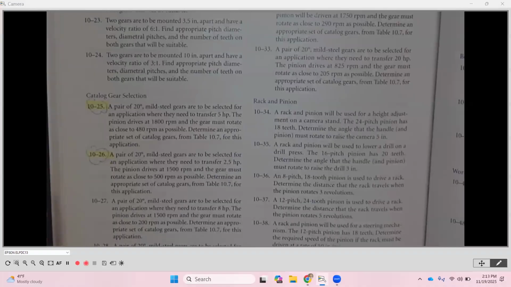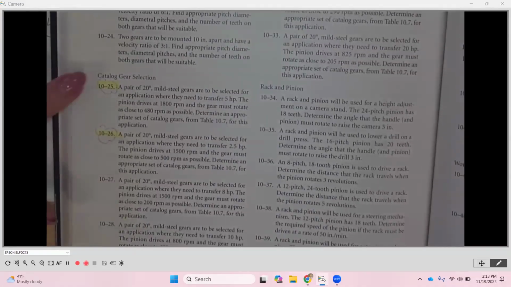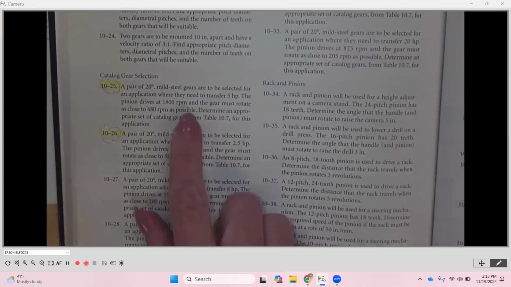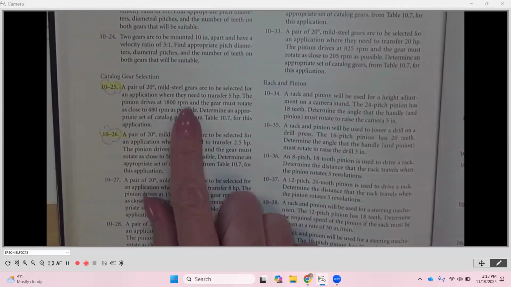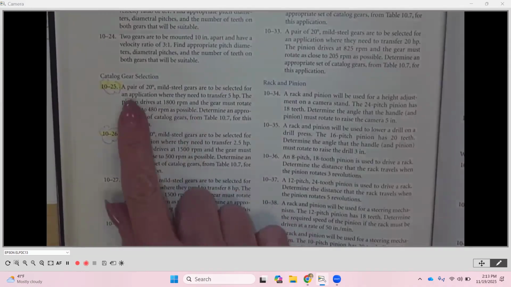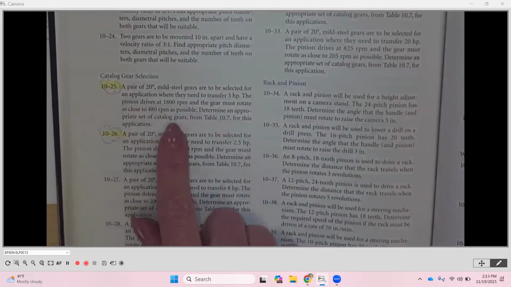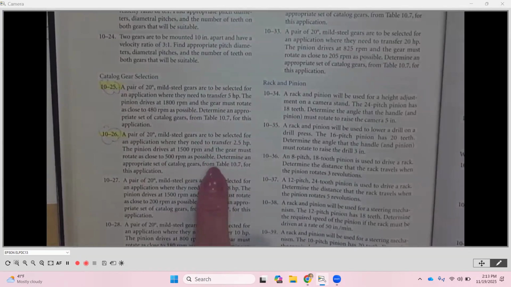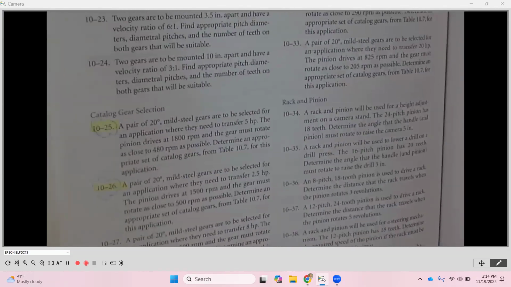Now, the stuff that we looked at in part 2 is going to be 25 and 26. You're going to select catalog gears. What this means is you're going to use the charts in the book, and these are going to go along with the examples we did earlier on. So here you want to determine the appropriate set of catalog gears using tables 10-7 for this application. And then same thing for number 26. So you have everything you need there for that.